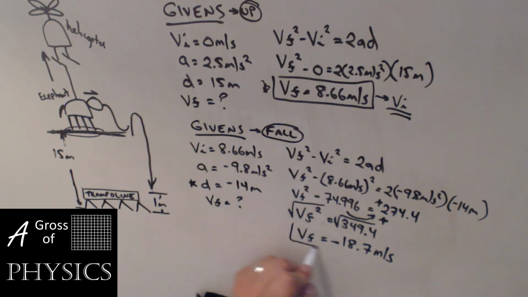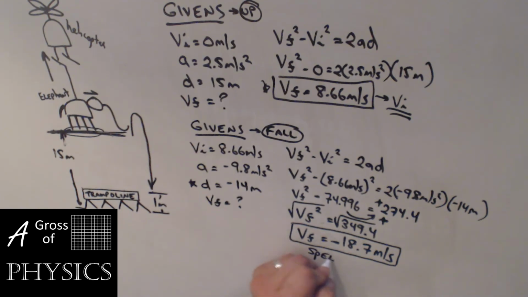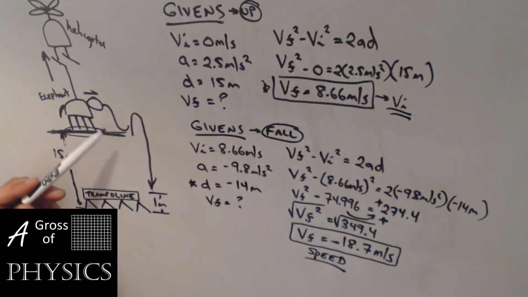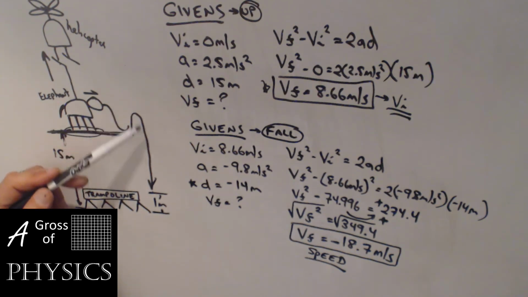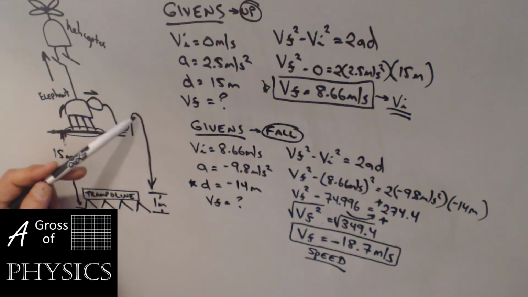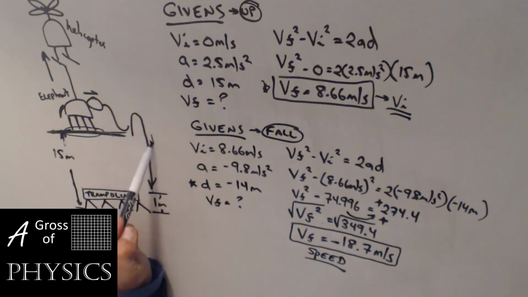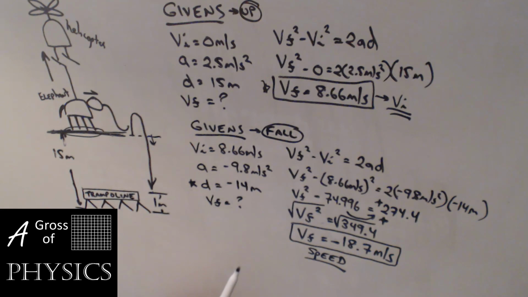Now, the problem does ask, how fast does it hit the trampoline? So we don't even need to worry about the positive or negative because it's asking for speed, which is the absolute value anyway. So at the end of the day, the helicopter brought it up. It was going 8.66. As it moves up, it's going to be doing a symmetric parabola here. It'll be moving negative 8.66 at this point, and then traveling and gaining another, about 10 meters per second on the way down.